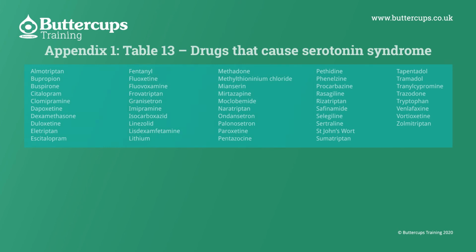For those of you that have watched the previous Hot Topic video on drugs that may prolong the QT interval, you'll be familiar with categorization, a method we recommend to help trainees use the tables at the back of the BNF more effectively. Table 13 in the BNF is a list of drugs that may cause serotonin syndrome, and despite being quite a lengthy list, it is relatively straightforward to process once we've identified the major groups of drugs concerned.